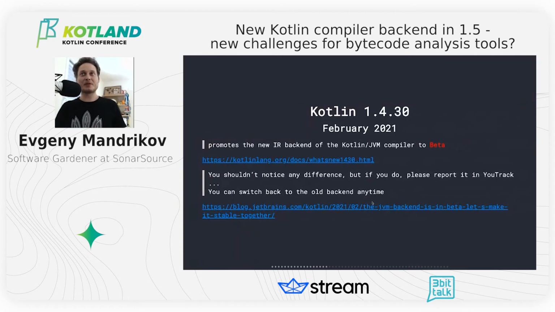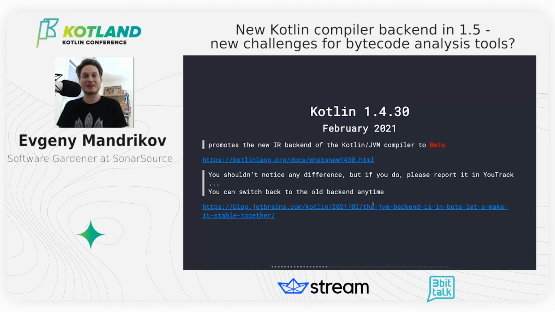Then time goes, Kotlin 1.4.30 goes out in February 2021. And again, it contains another interesting statement about the new compiler IR. This time it goes from alpha to beta. And there is a statement like, well, you shouldn't notice any difference, but if you do, please report it to your tracker. And you can switch anytime back to the old backend. This also was not convenient for us to start fixing something on our side. We still were investigating whether the things we were finding could be fixed or not.